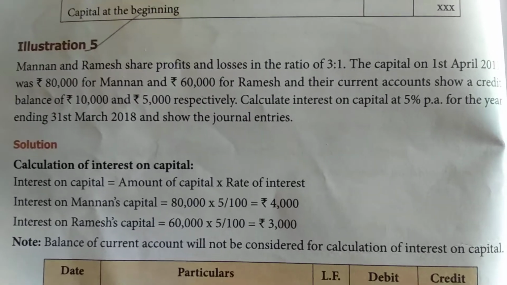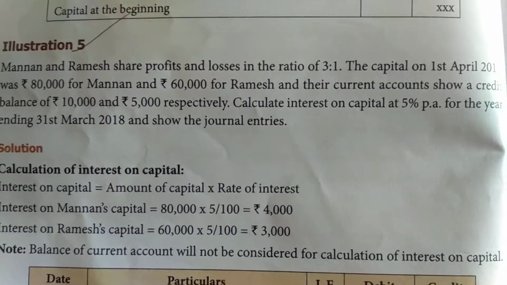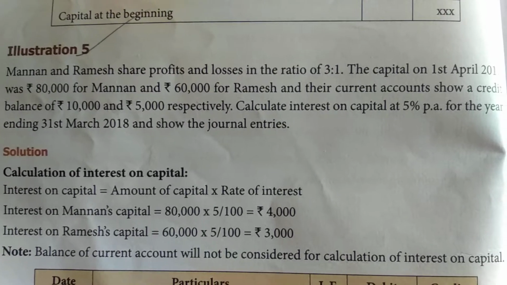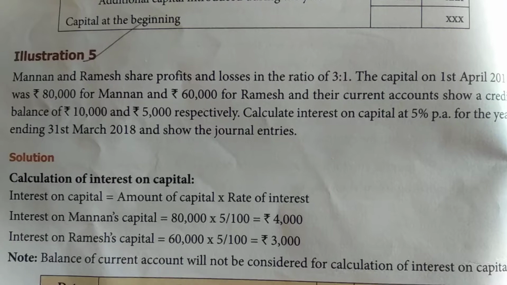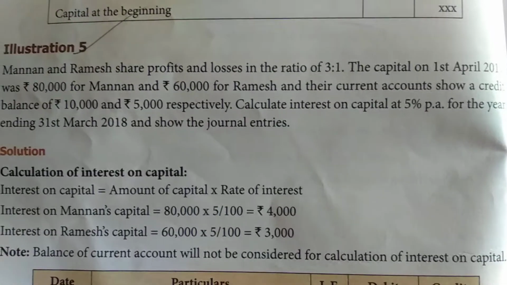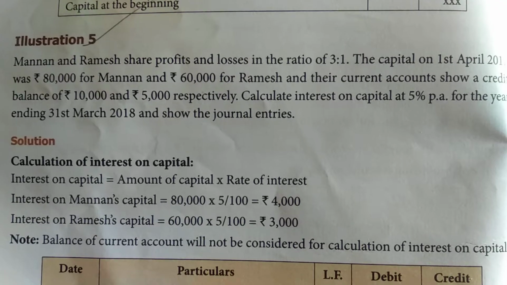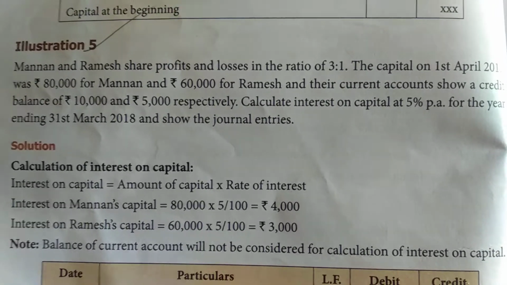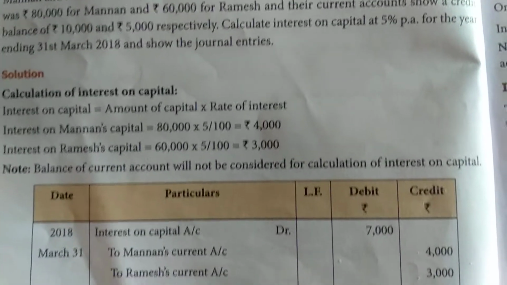Coming to interest on Ramesh's capital, children, that's also very simple. How much did Ramesh invest? 60,000 into 5 by 100, that is equal to 3,000 rupees. Now, you have to calculate interest for the capital only, not for the current account. So you will write only for 80,000 and 60,000. So what is the amount? 4,000 and 3,000, 7,000. So now the question is, you have to pass the journal entries also. So this calculation you have to do and write the journal entries also.